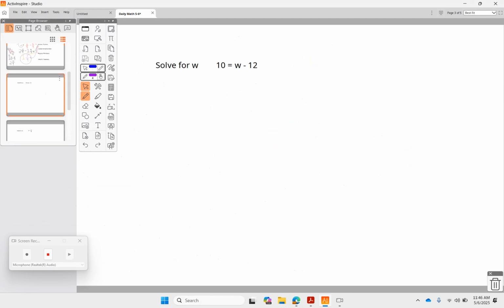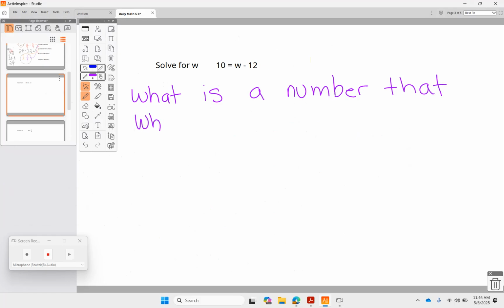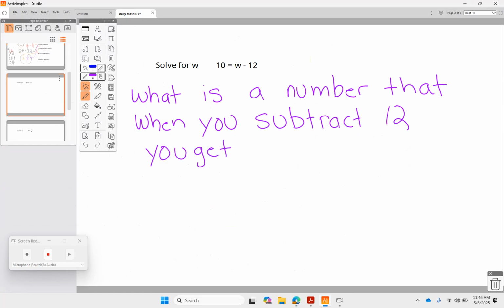Solve for W. So this is like asking yourself, what is a number? And in this case, that stands for W. What is a number that when you subtract 12, you get 10? So if I write it a certain way, I start with a number, I take away 12, I end up with 10.